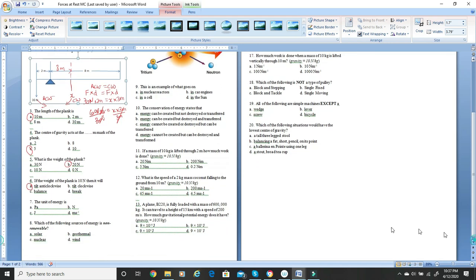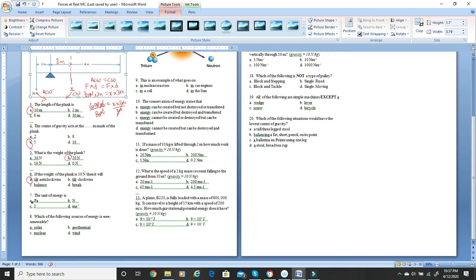The unit of energy is, this is the unit for pressure, this is the unit for force, and this is the unit for velocity or speed. So energy is joules. Which of the following sources of energy is non-renewable? This is renewable. This is renewable. That's renewable. Nuclear is not.